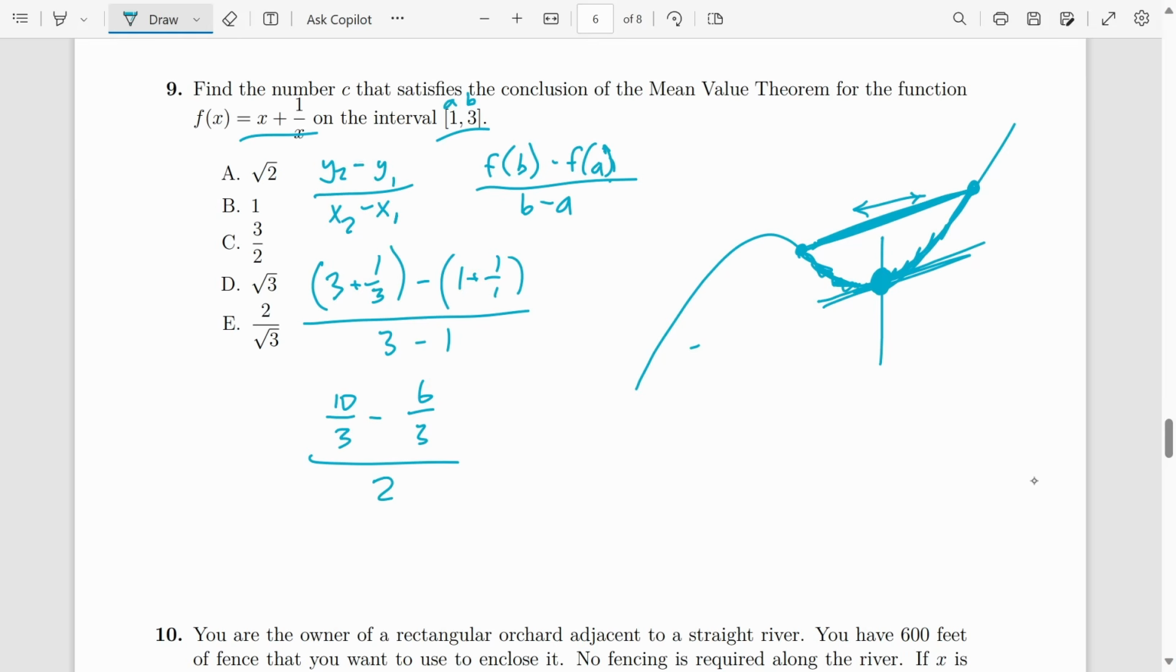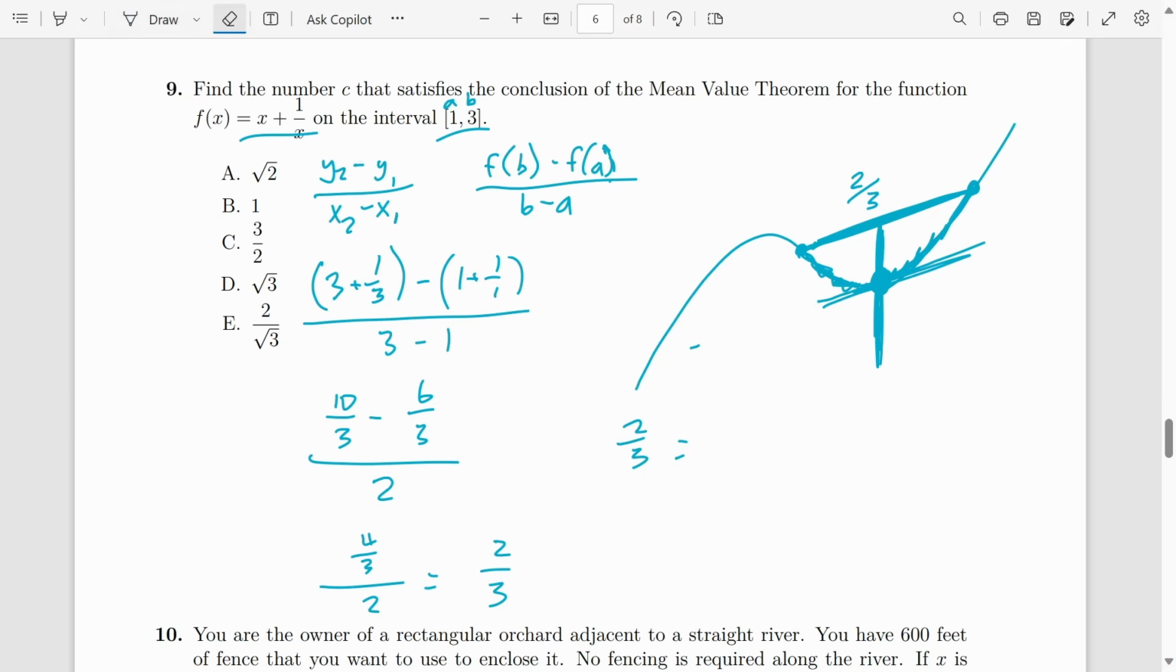One step further, 10/3 minus 6/3 is 4/3, all divided by 2, so that equals 2/3. So we know that the slope of this line is going to be 2/3. And now knowing that, you can use that to find the x value of the point where its derivative equals 2/3. To find that, we can just take the derivative of f of x and set it equal to 2/3. Doing that will leave us with one variable, x, and we just solve for it.